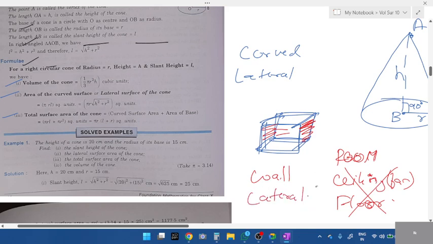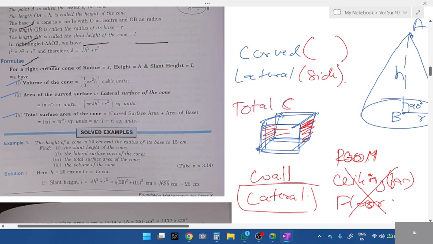Lateral. If it is straight, we call it lateral. The meaning of lateral is side. The same concept goes with curved surface area. If it is curved, we call it curved surface area. When we talk about total surface area, when total is considered, you have to consider top and bottom, that is ceiling and floor. So you'll have six sides: ceiling, floor, plus four walls.